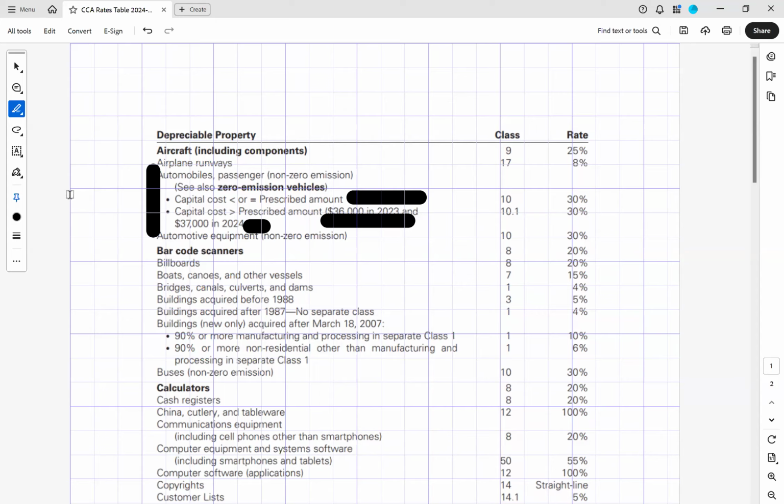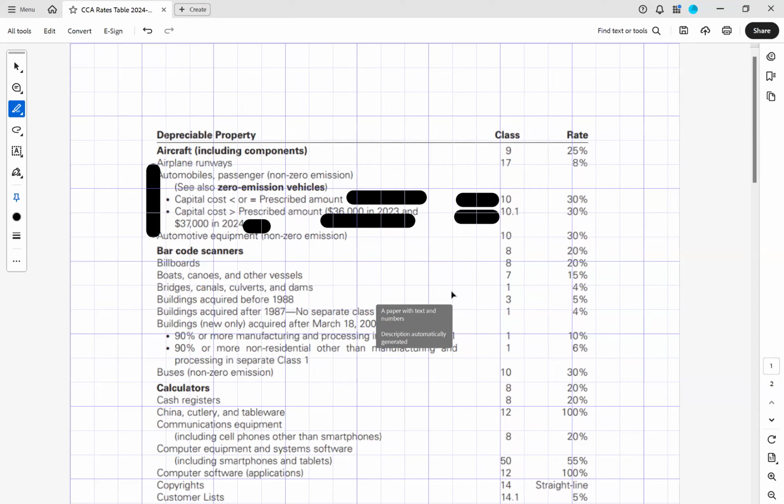If you buy a car that's less than or equal to the prescribed amount, it just goes into class 10 and you get 30% CCA. If you buy a car that's greater than the prescribed amount, it's going to go into class 10.1. But different from class 10, where if you buy multiple cars year after year and they're less than the prescribed amount, they all go into the same class 10.